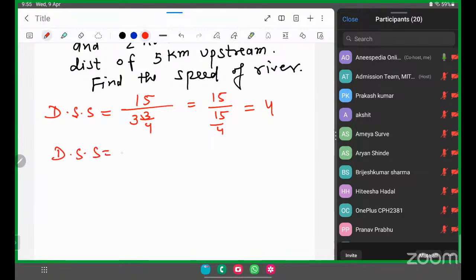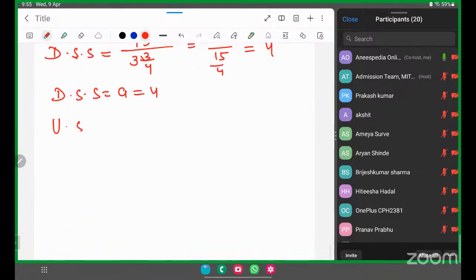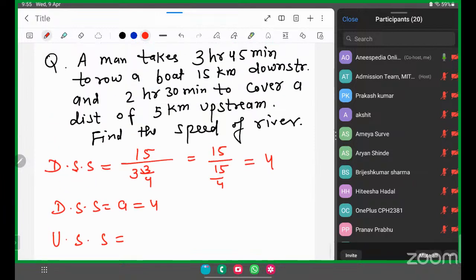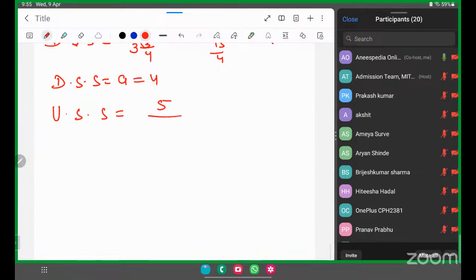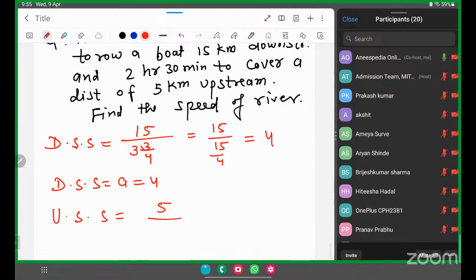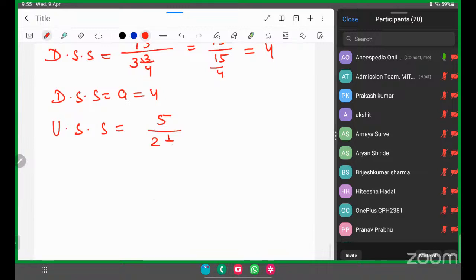Downstream speed is A, which is 4. Now upstream speed is distance by time again. Distance is 5 kilometers upon time is 2 hours and 30 minutes, that is 2.5 hours. So this will be 5 upon 5 by 2, so this will be 2. Hence upstream speed given by B is 2.